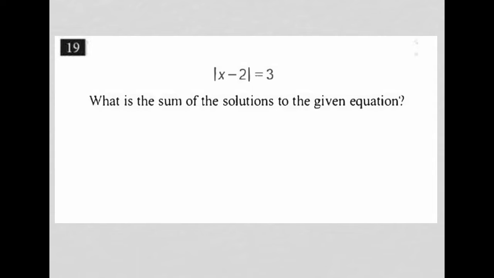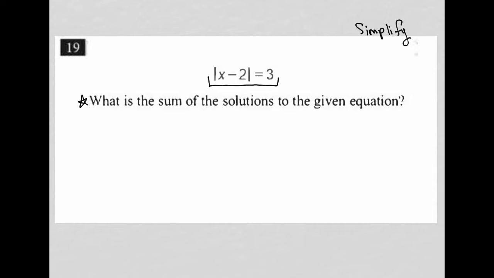So this question looks like it's going to be a simplify question. Simplified questions are typically very short, somewhere between 1 and 3 lines long, and will contain either an equation or an expression. Here we have an absolute value equation. The question says, what is the sum of the solutions to the given equation?